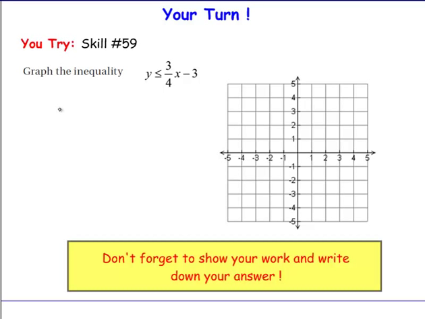Okay, so pause the video and try this one on your own. Graph the inequality. Don't forget to check what kind of boundary line you need, dashed or solid, and think about which way you're going to shade in.